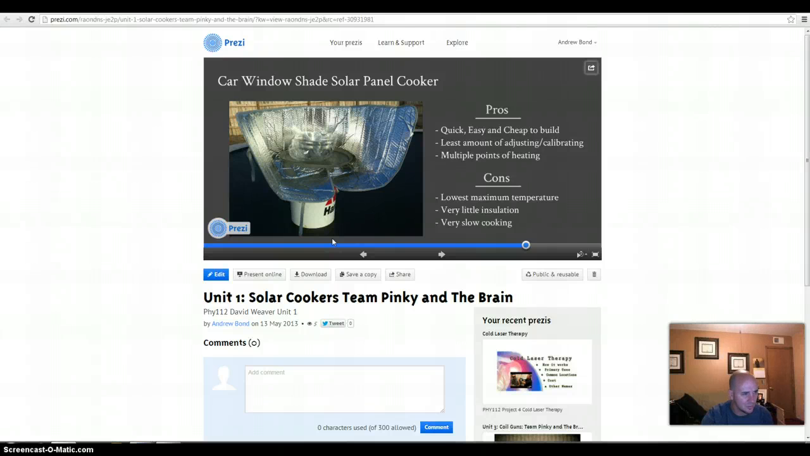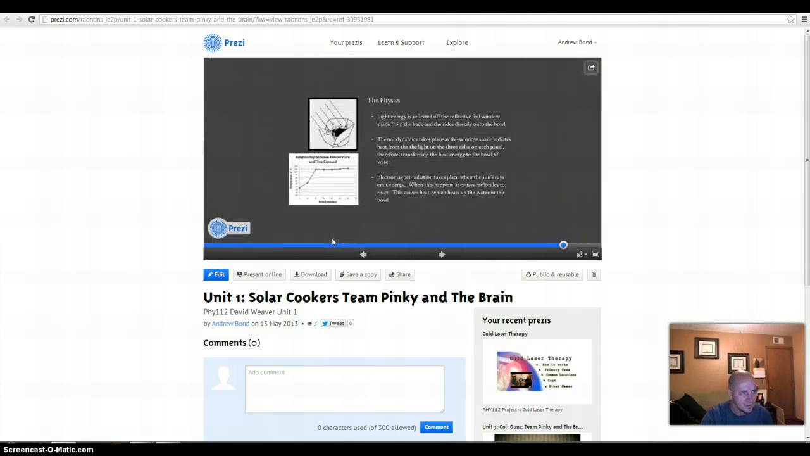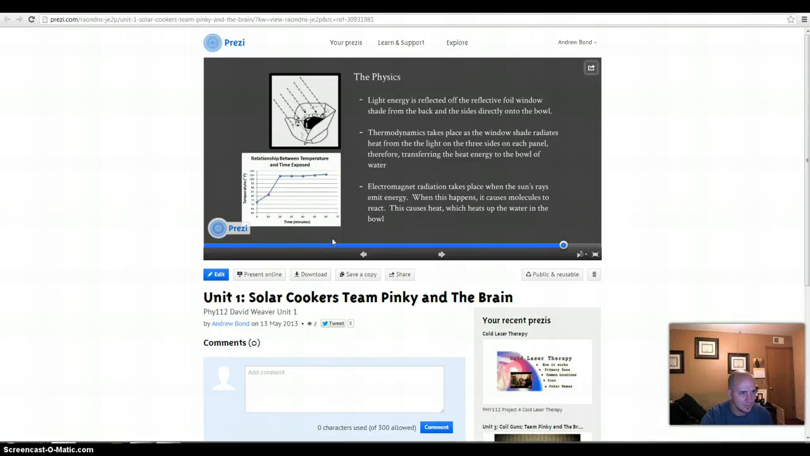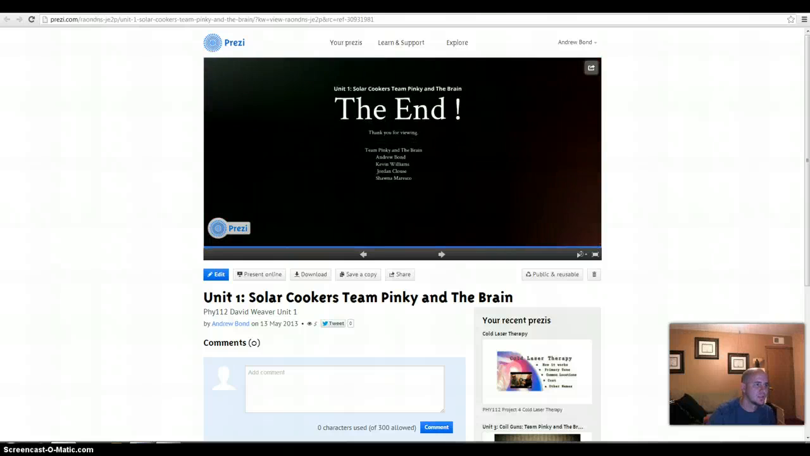This is very similar to the box cooker, except this is the easiest to build. It doesn't have near as much insulation, but it has a similar concept because you basically don't have to mess with it. It's very little adjustment. They use the oven bag to kind of act like insulation. So again, here we go showing graphs and mathematical things. So that's the first project.